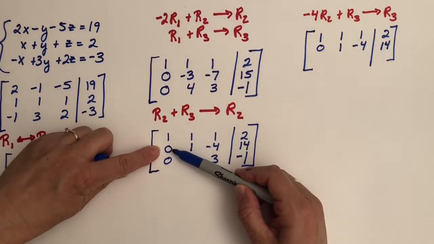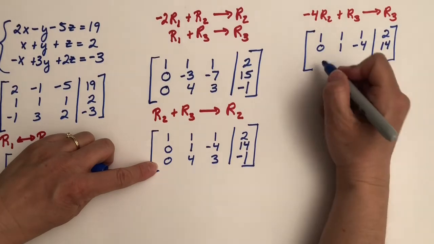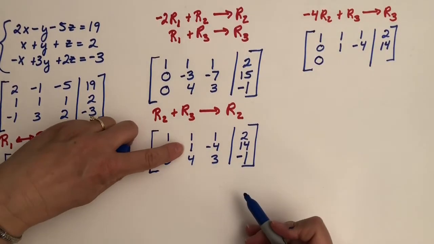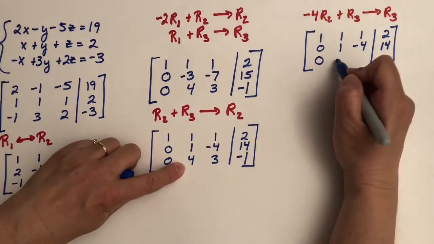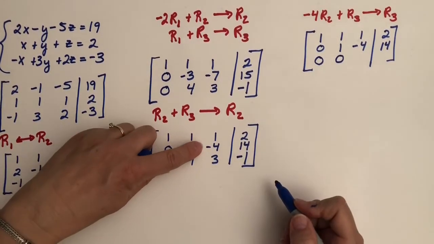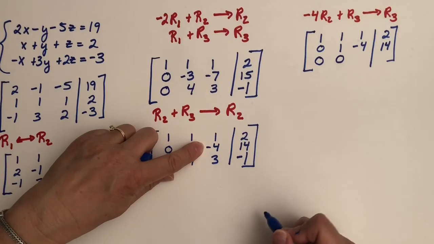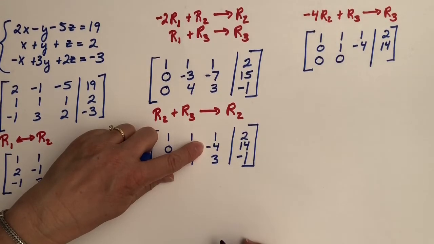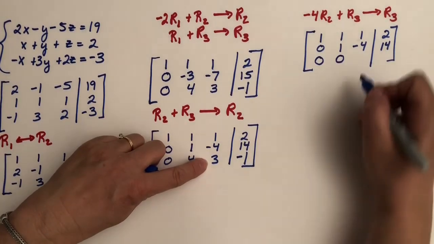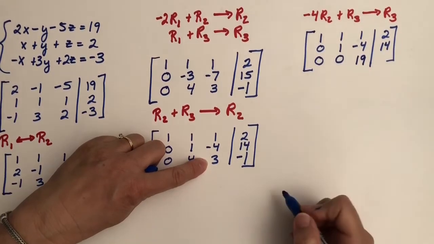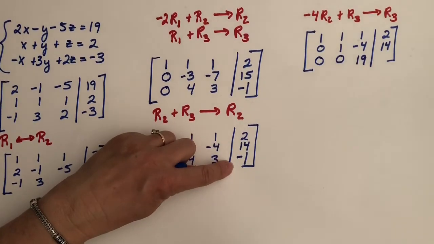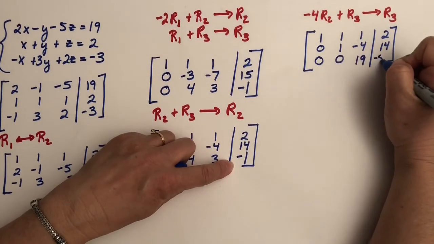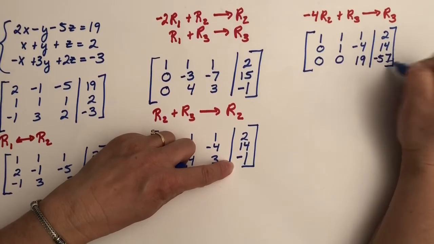So -4 times 0 plus 0 is 0. -4 times 1 is -4, plus 4 is 0. -4 times -4 is 16, plus 3 is 19. -4 times 14 is -56, plus -1 is -57. Oh, my matrix isn't quite big enough there.